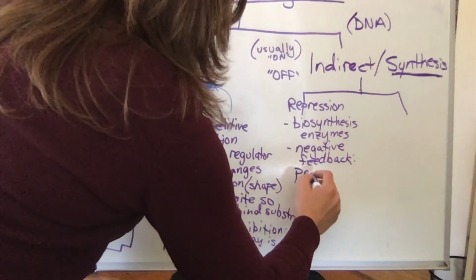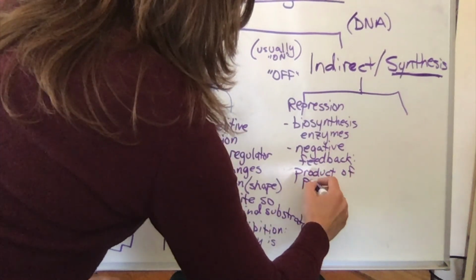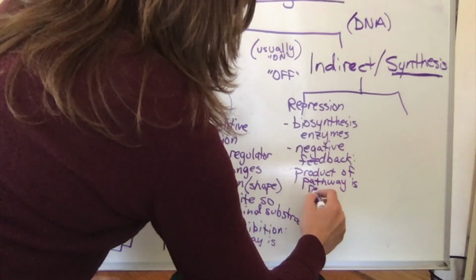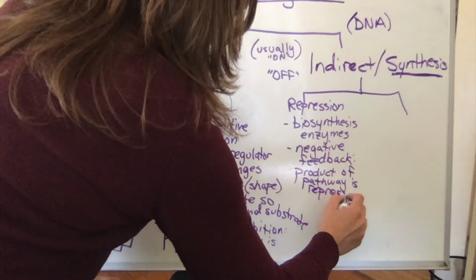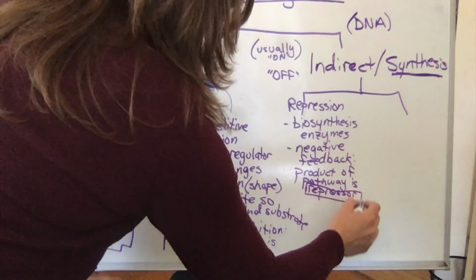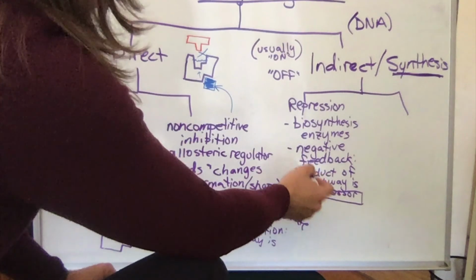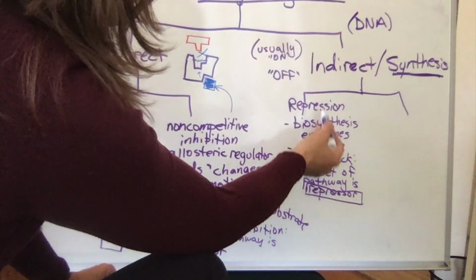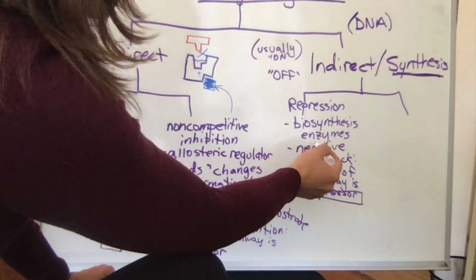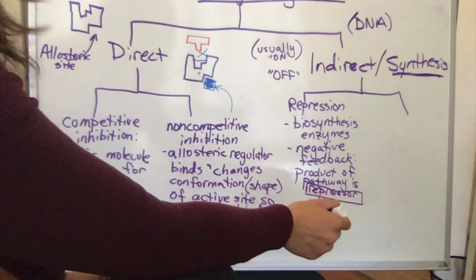And because of this, usually repression is also a form of negative feedback inhibition, where the product of the pathway is the repressor. Now remember, this is at the DNA level, and so when we get into our next chapter, we'll see exactly how this process occurs. But the product essentially comes back all the way around to the DNA at the gene level and turns off the ability for the enzymes involved in this pathway to be synthesized at all, and therefore the whole pathway gets shut down altogether.